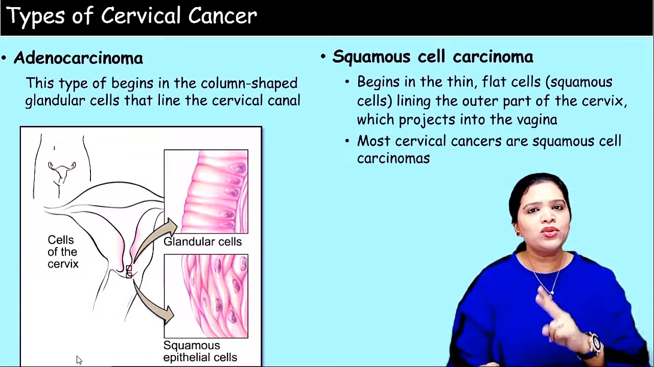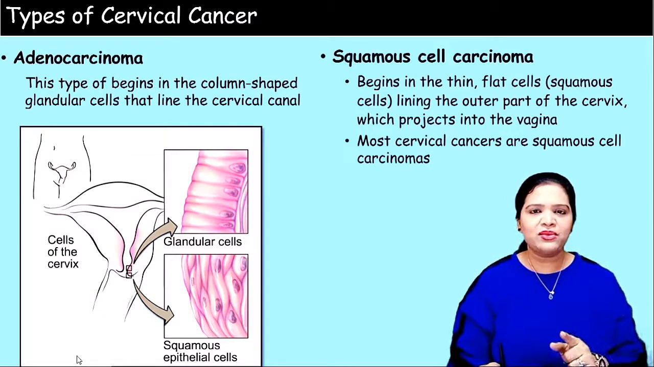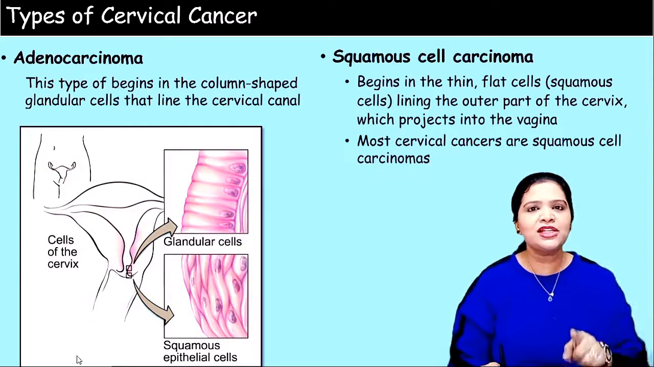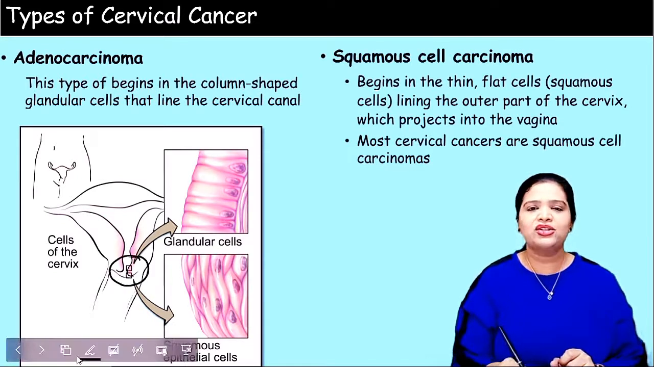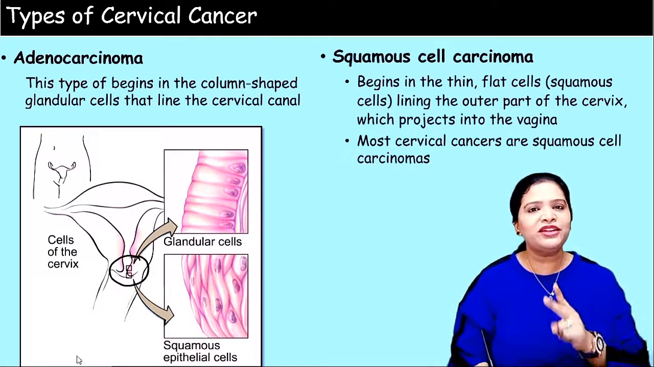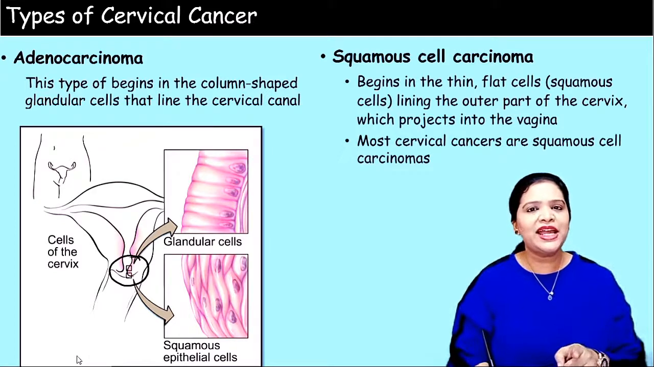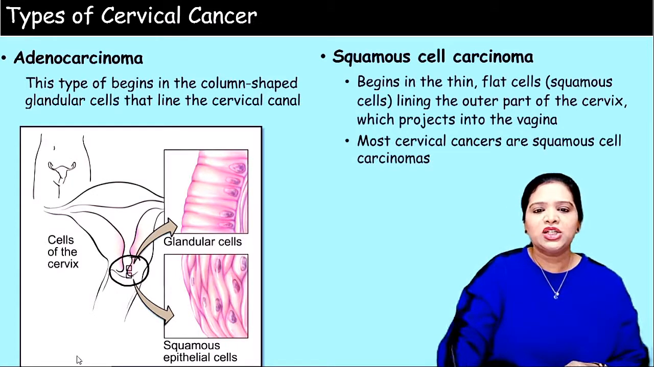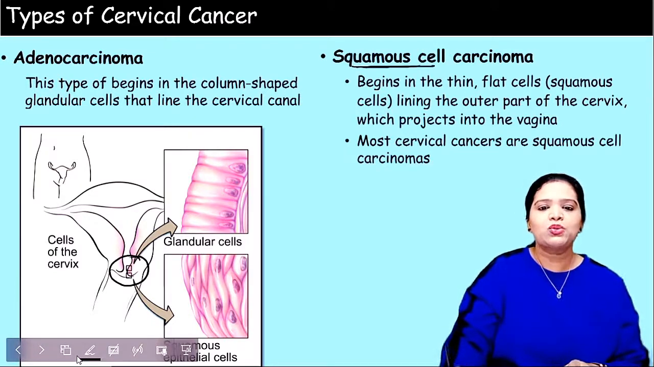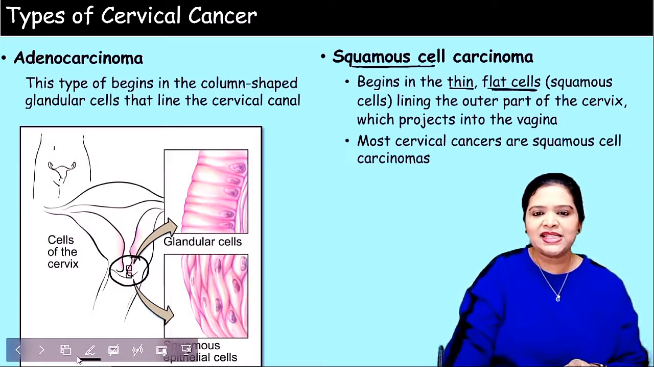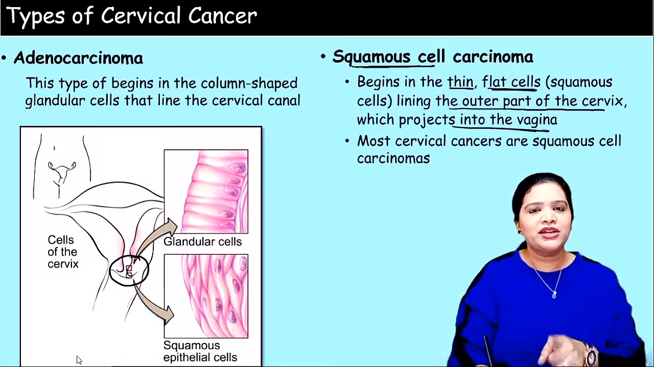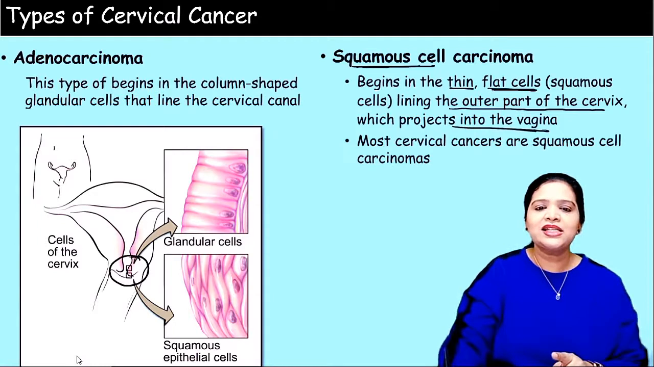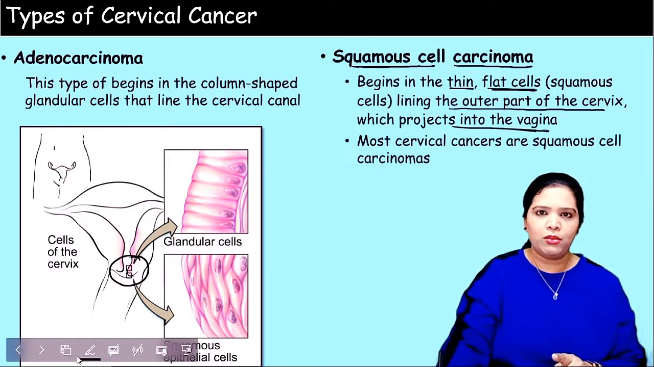Now, there are two types of cervical cancer. We can classify cervical cancer based on which cells of the cervical region get affected. For example, if you see, this is the cervical region. This cervix has two different types of tissues. The outer layer of the cervix is made up of squamous cells. Squamous cells are thin flat cells lining the outer part of the cervix, which projects into the vagina. So if the virus affects this cervical region, that means these squamous cells, it results in the formation of squamous cell carcinoma.